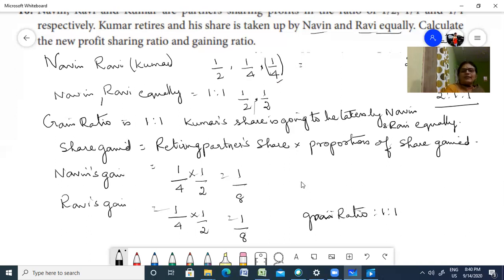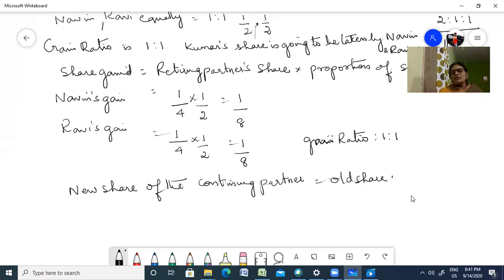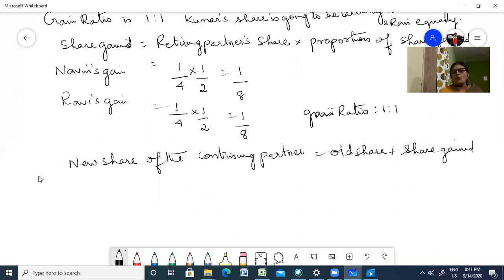Now that you have got the gain ratio, let us calculate the new profit sharing ratio. The new share of the continuing partner is what? Old share plus share gained. Now, the new share of the continuing partner is old share plus share gain. So the new share of Naveen, and next is Ravi.